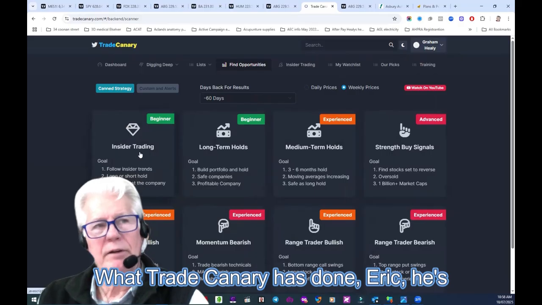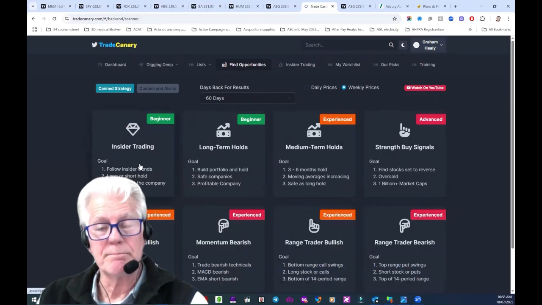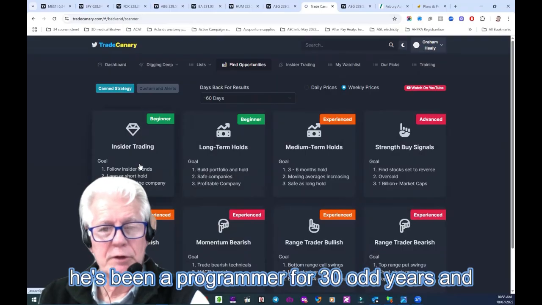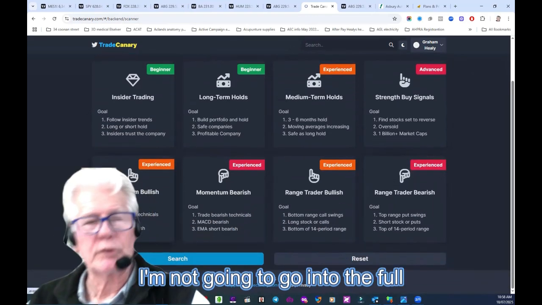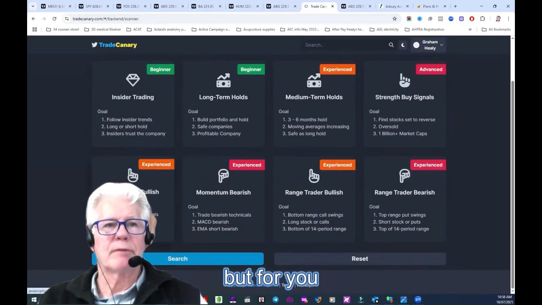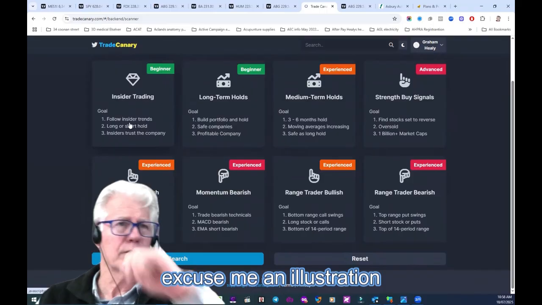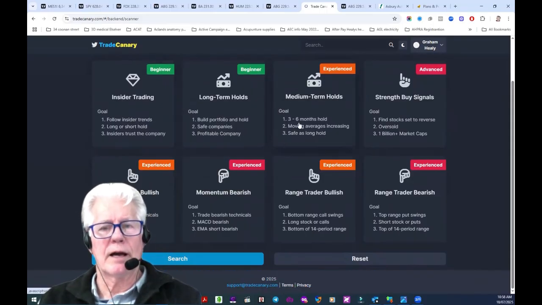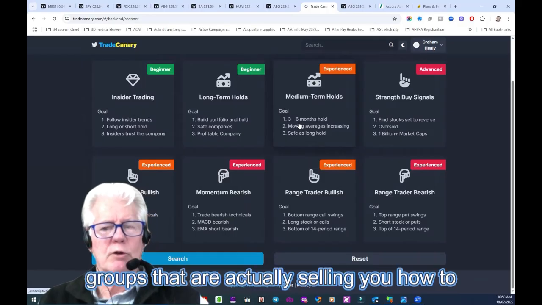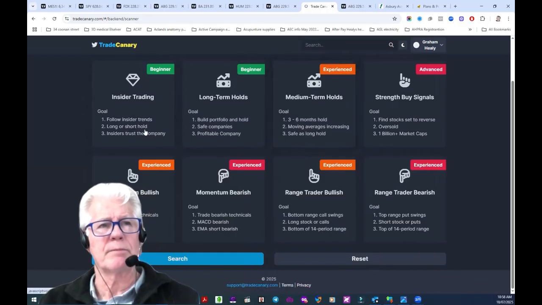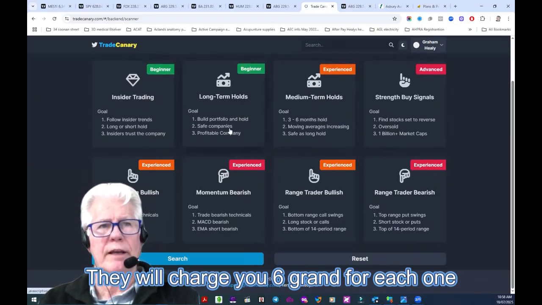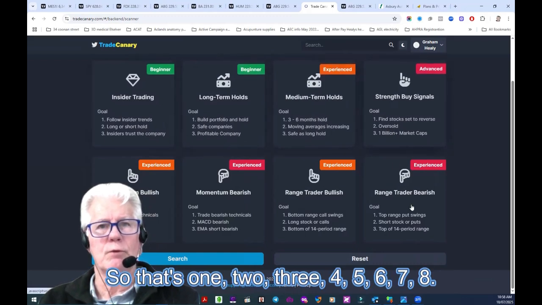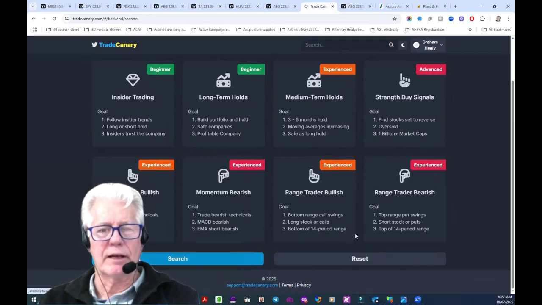What Trade Canary has done, Eric, he's a computer programmer by trade, and he's been a programmer for 30-odd years and a stock market trader for 25. So there are all these pre-packaged trading strategies, and I'm not going to go into the full explanation of all this, but I'll give you an illustration. Most stock brokering firms and groups that sell you how to trade on the stock market will charge you $6,000 for each one of these canned strategies. That's 1, 2, 3, 4, 5, 6, 7, 8, about $48,000 worth of training there.